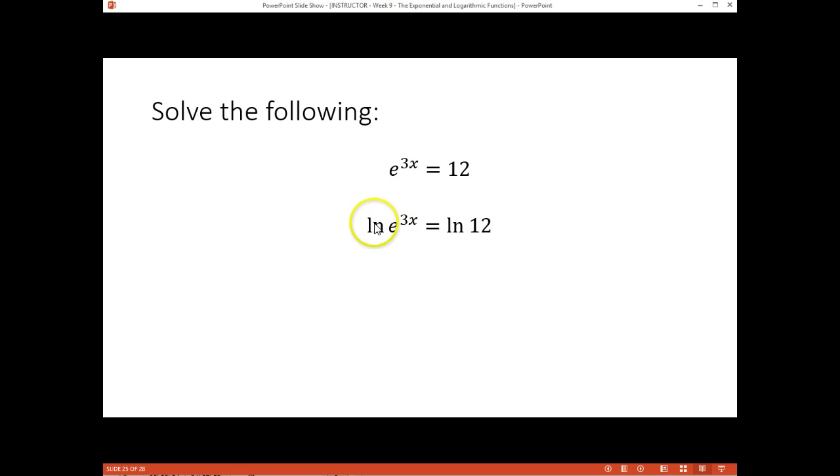What that's going to do is get rid of the e and just leave me with the 3x on the left-hand side. I'm going to get 3x is equal to the natural log of 12. So x is 1/3 natural log of 12. Now, please don't multiply the 1/3 into 12. That's not allowed because you can't distribute it in. If we want to take it a step further, which I didn't in this case, I could write this as the natural log of 12 to the 1/3 power. I could bring the 1/3 in as an exponent.